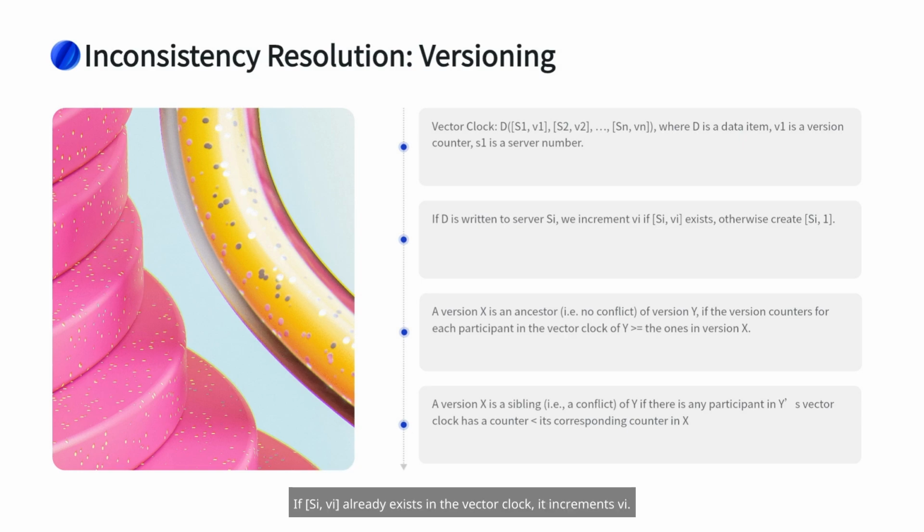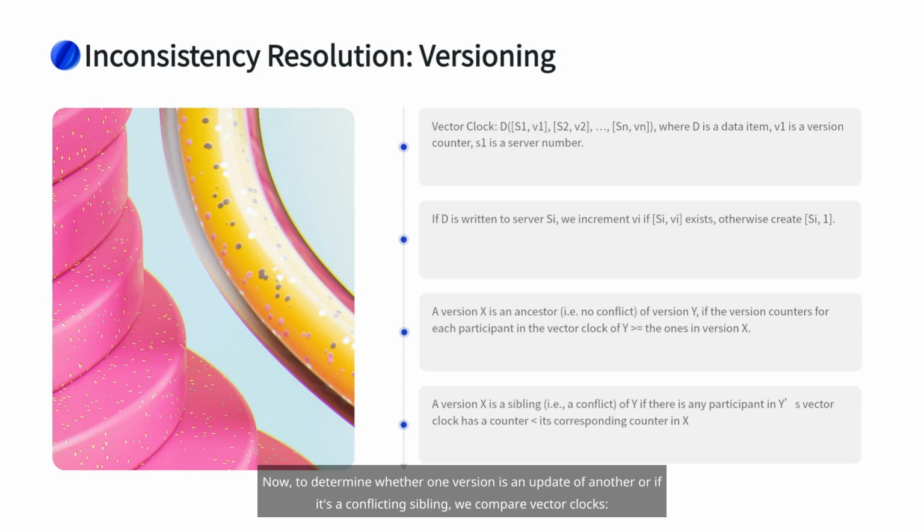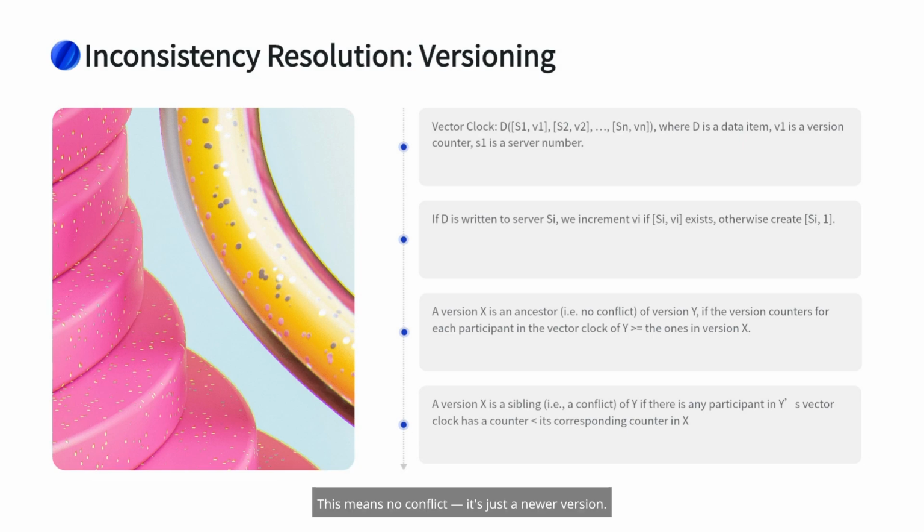If [Si, Vi] already exists in the vector clock, it increments Vi. If this is the first time Si is writing, it adds a new entry, [Si, 1]. Now, to determine whether one version is an update of another, or if it's a conflicting sibling, we compare vector clocks. If every counter in version Y is greater than or equal to the corresponding one in version X, we say X is an ancestor of Y.